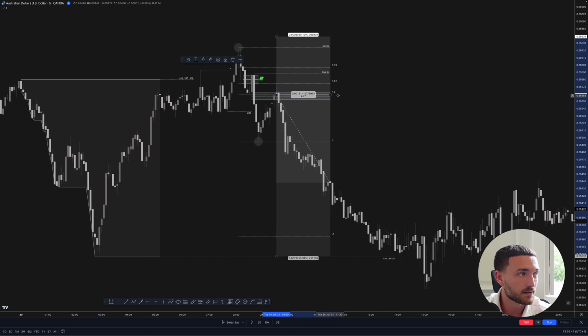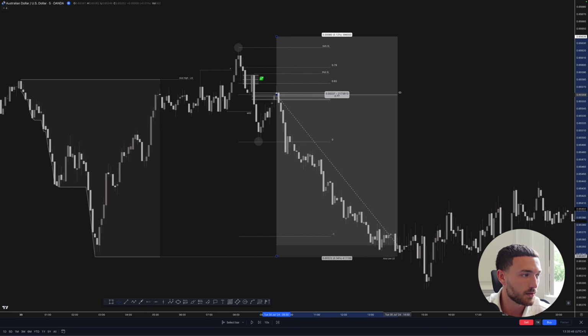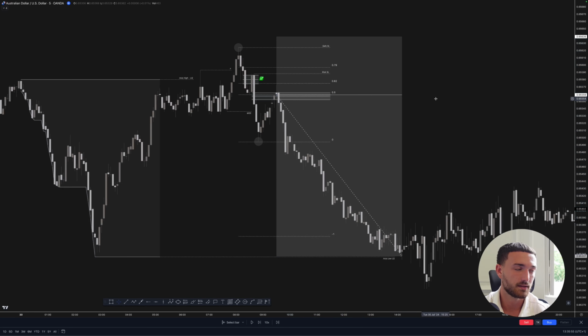Now, as you can see, if I just drag that all the way across, full TP would have been met, and 2.7R would have been banked, which is obviously a beautiful, beautiful trade, as you can see.